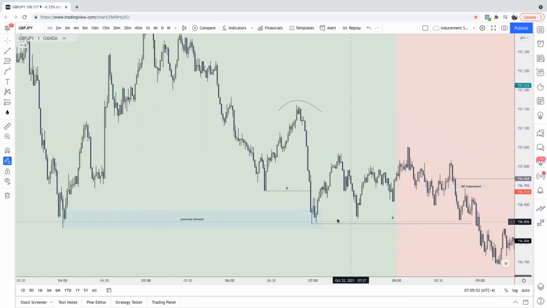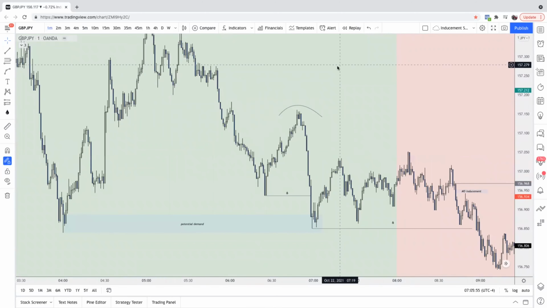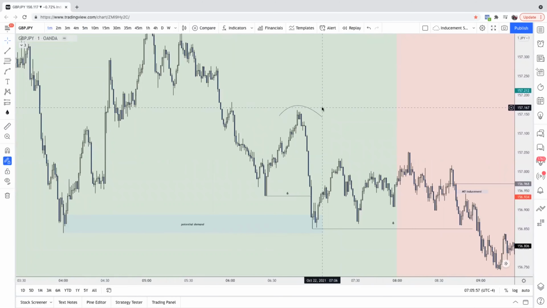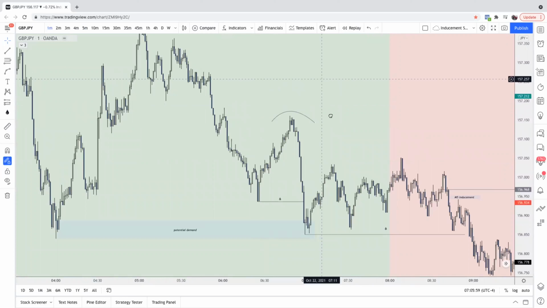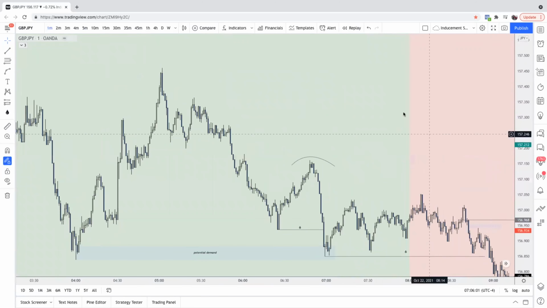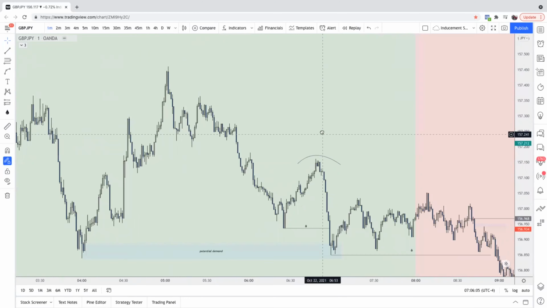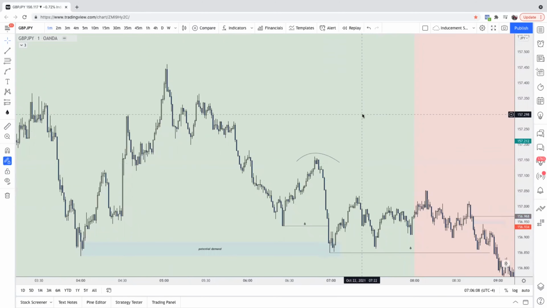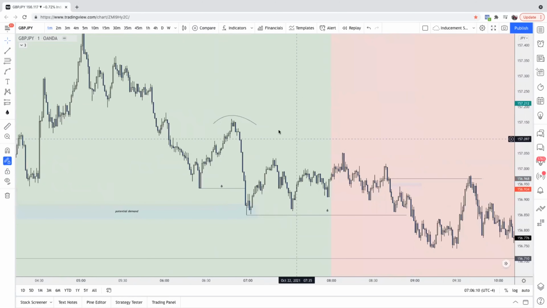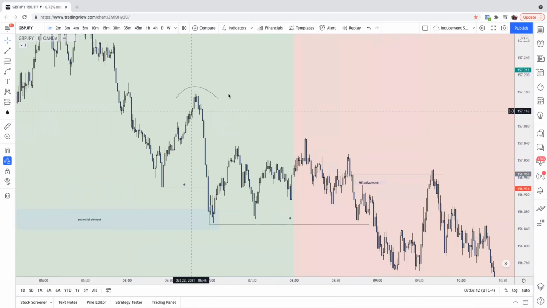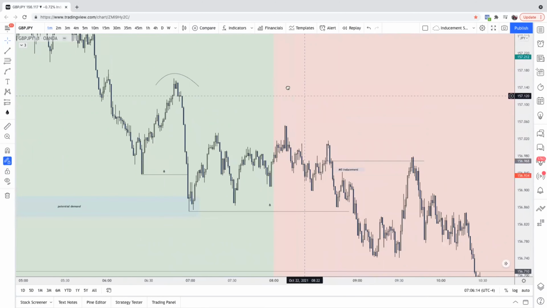This could have mitigated here, broke this, which to me would be more so some form of inducement. But for price to shift back bullish, I would have at least needed this high. This wouldn't have been really convincing for me if we did break this. But at this point in the market, I wanted this to maintain, right?